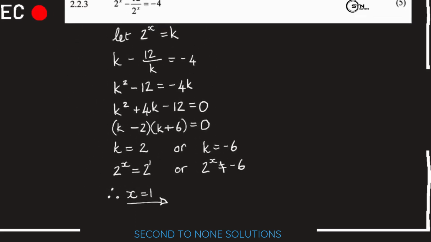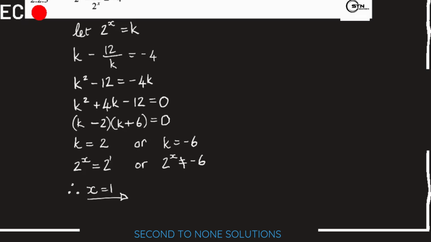Let's zoom out. So my coping strategy was to replace 2 to the power of x with k so that I could then factorize easily. And then once I got to over here, I was able to substitute 2 to the power of x back in, and I was able to determine that this would never be a solution.